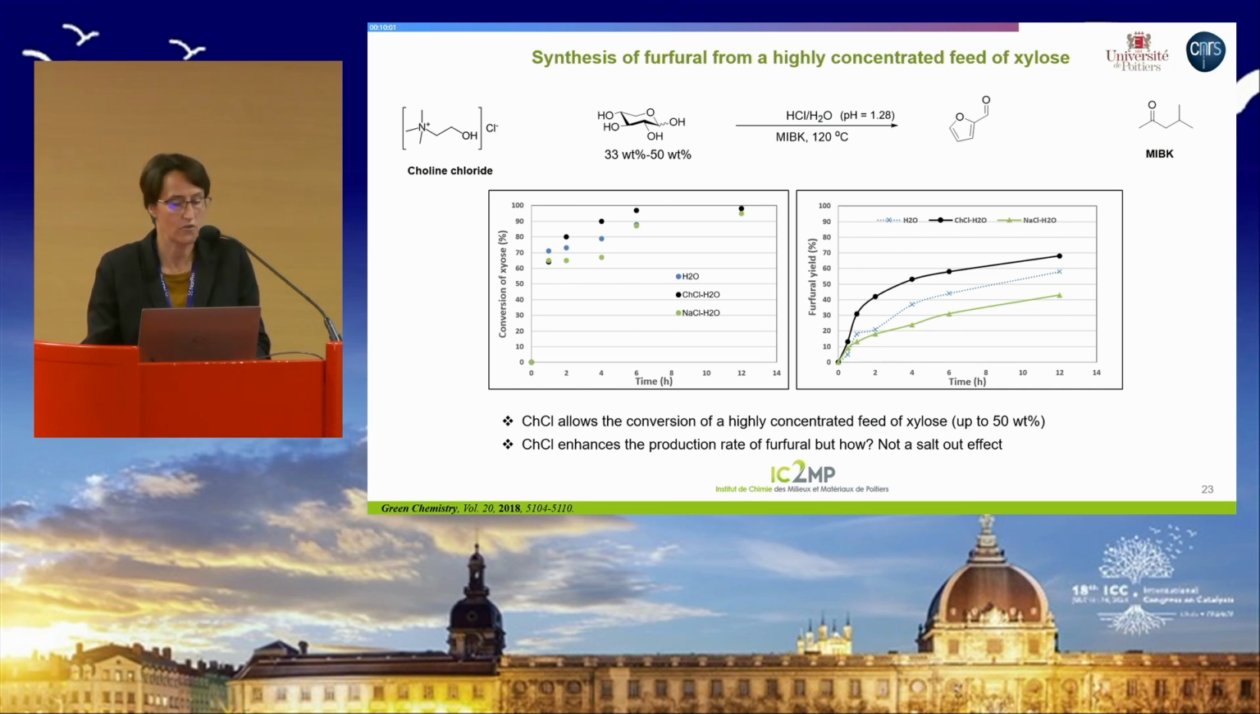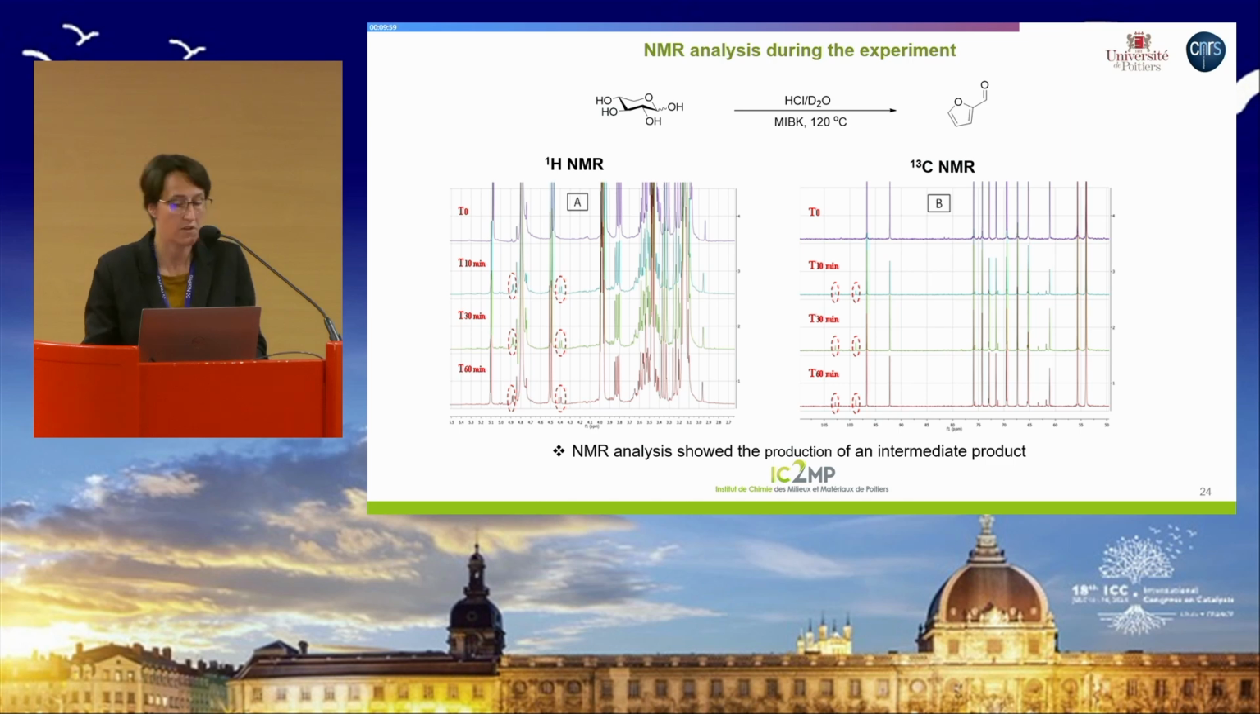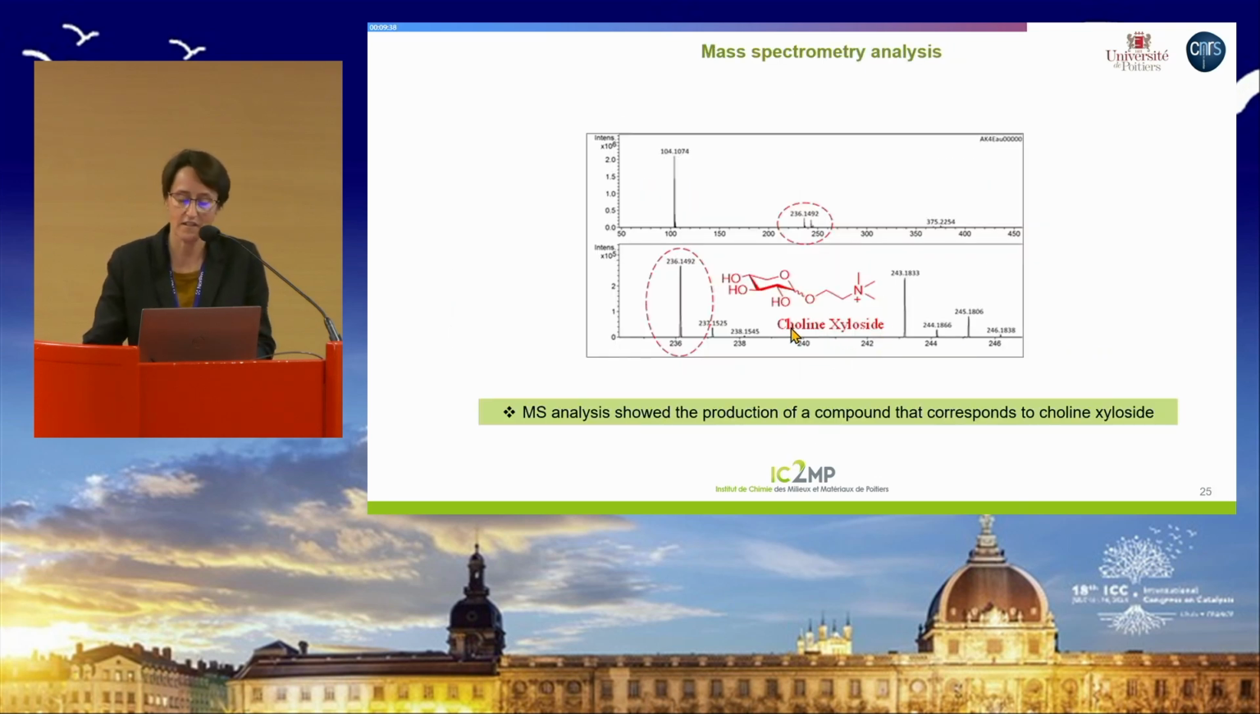So we decided to follow the reaction by proton NMR and carbon NMR. We started the reaction at T0 until 1 hour. And you can see here, in the red circle, the formation of a byproduct. So we were thinking about what this byproduct could be. We have done some counter experiments. We have synthesized this byproduct, and I will give you the results. This is a choline xyloside that is formed. So in that case, we have choline chloride reacting with xylose. And by this reaction, you avoid the degradation of the sugar, and after you can manage to obtain furfural.